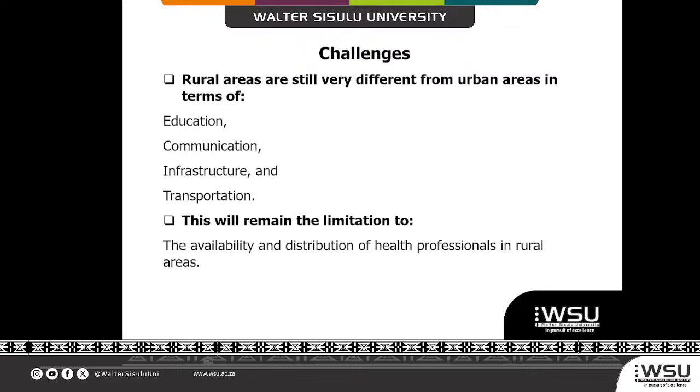The challenges that have been faced by the government are these: while these strategies have been instrumental in addressing healthcare workforce challenges, it is also important to acknowledge that rural areas are still very different from urban areas. Rural communities will continue to face challenges related to education, communication, infrastructure, and transportation, which are not being experienced in urban areas. These factors are considered to directly impact the ability to attract and retain healthcare professionals within rural areas.